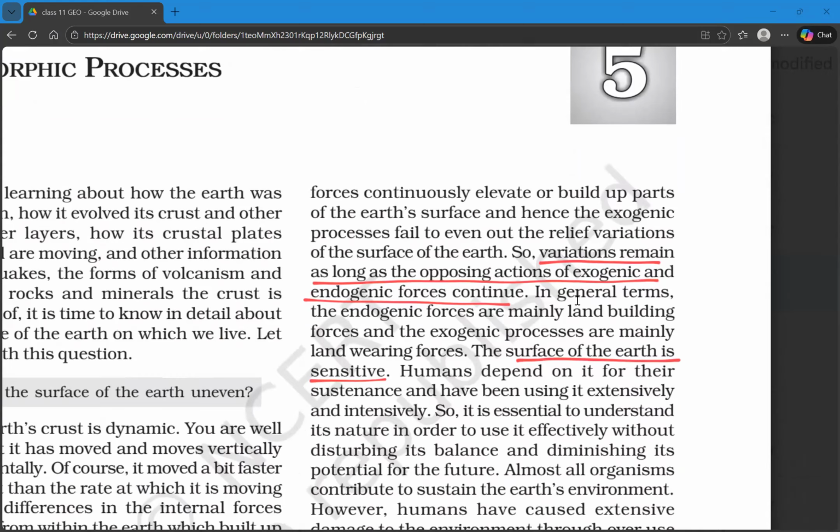In general terms, the endogenic forces are mainly land building forces and the exogenic forces are mainly land wearing forces. So the other name for endogenic is land building forces, and the other name for exogenic processes is land wearing processes.